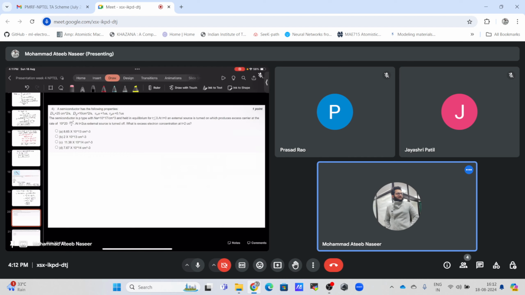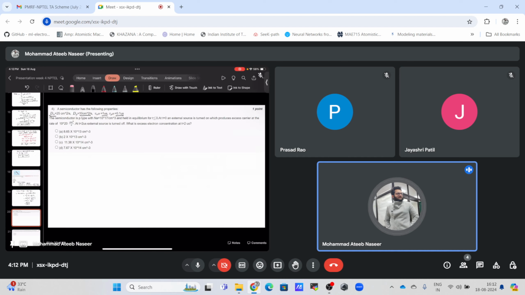Now we have another problem statement which says that the semiconductor has the following properties. The diffusion coefficient of electrons is 25 centimeters square per second, and the diffusion coefficient for the holes is 10 centimeters square per second. The lifetimes for the electron and hole are given to be 1 microsecond and 0.1 microsecond. The semiconductor is p type.